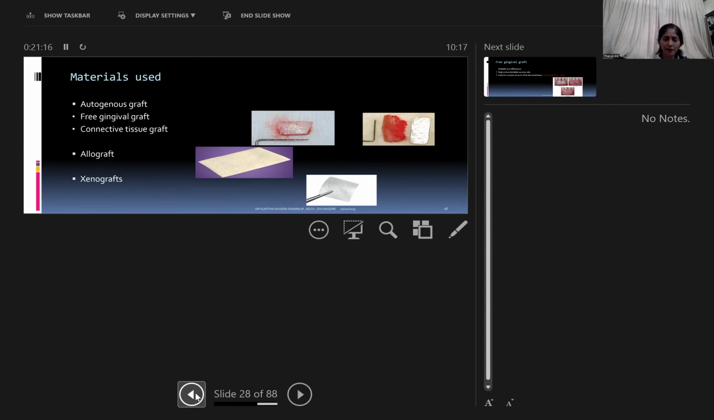So the different grafts or materials that are available: the gold standard is autogenous, or the pregingival, of course, a connective tissue graft that is derived from the patient. It's a gold standard.